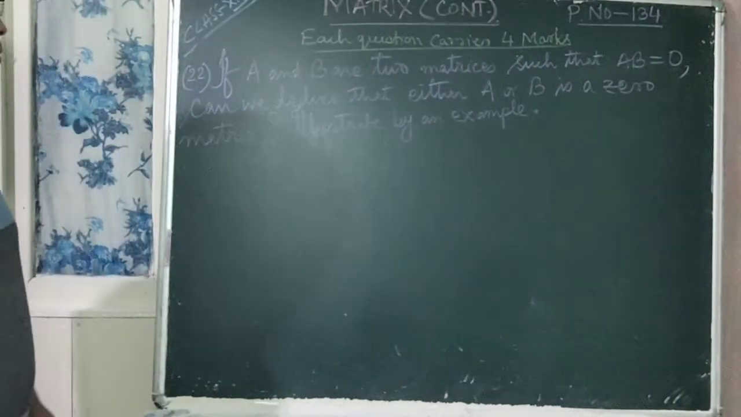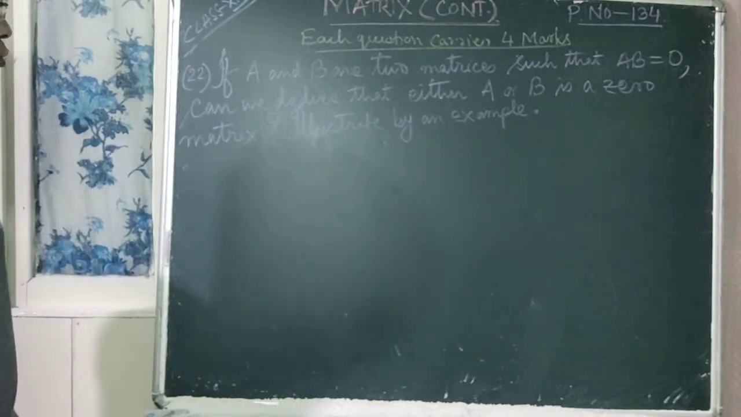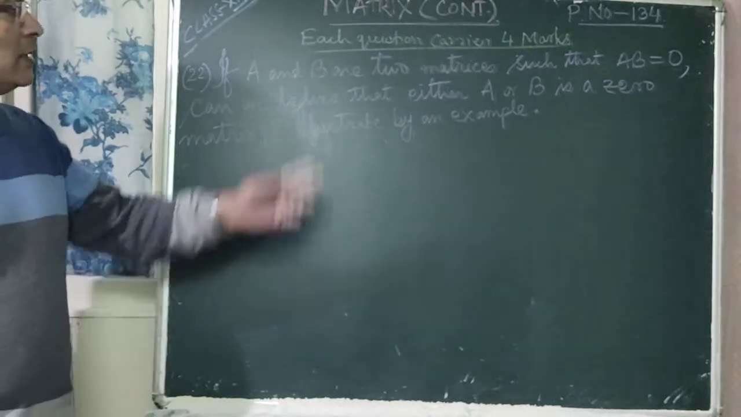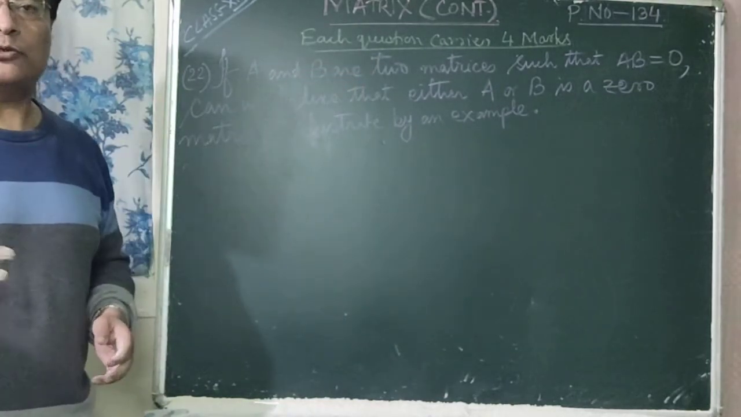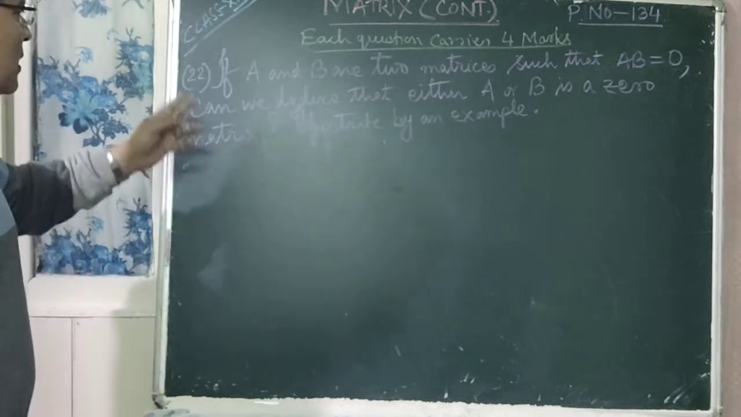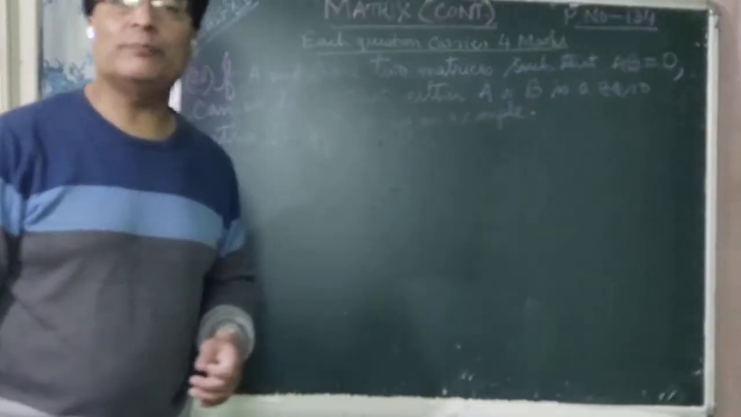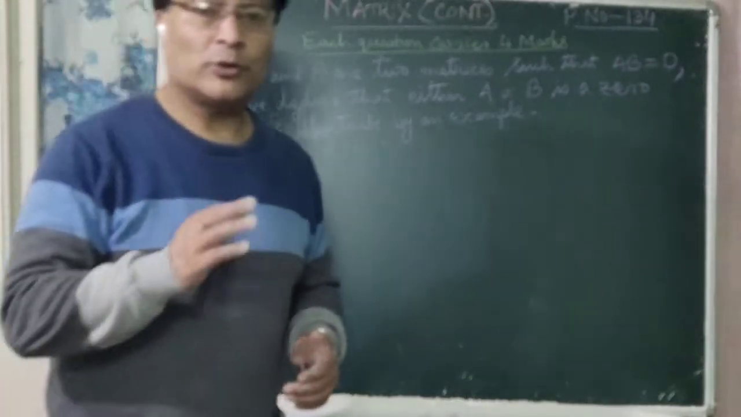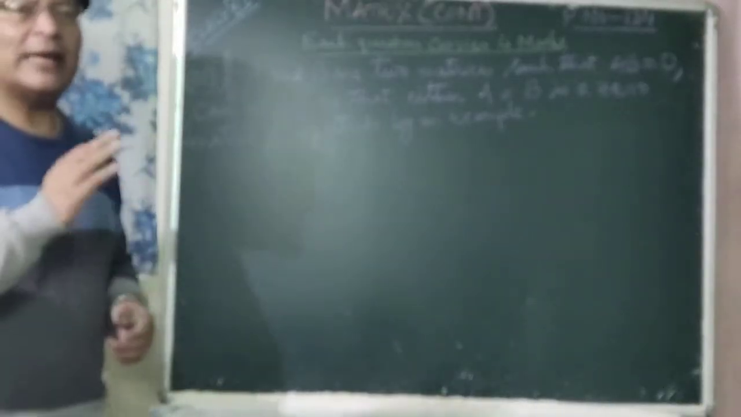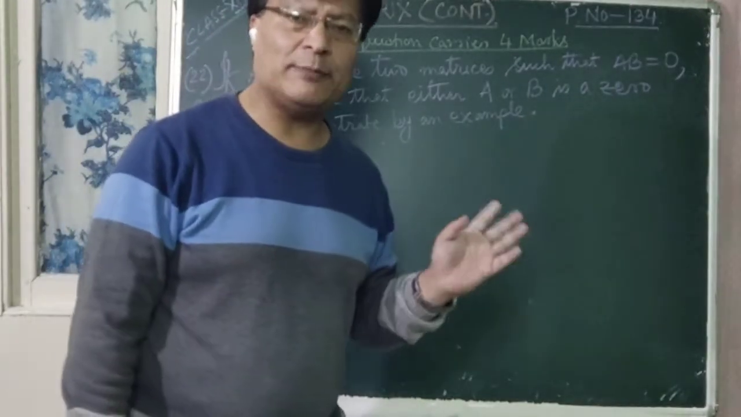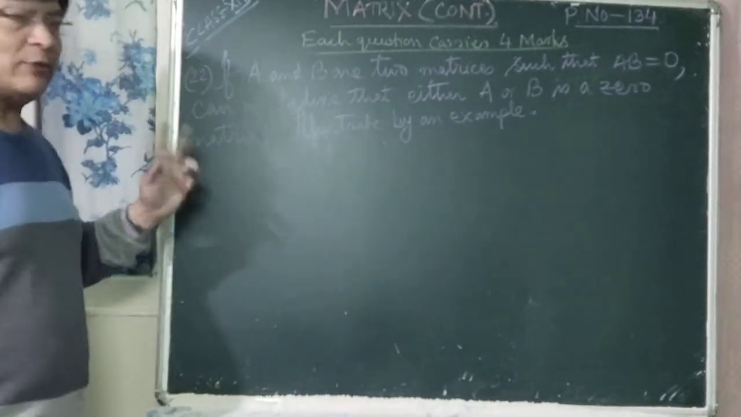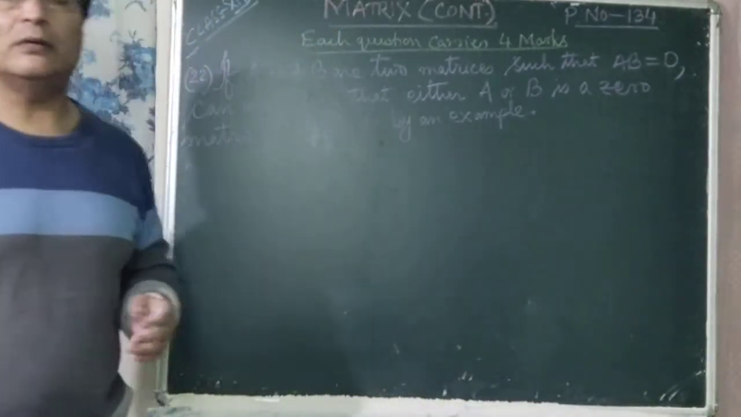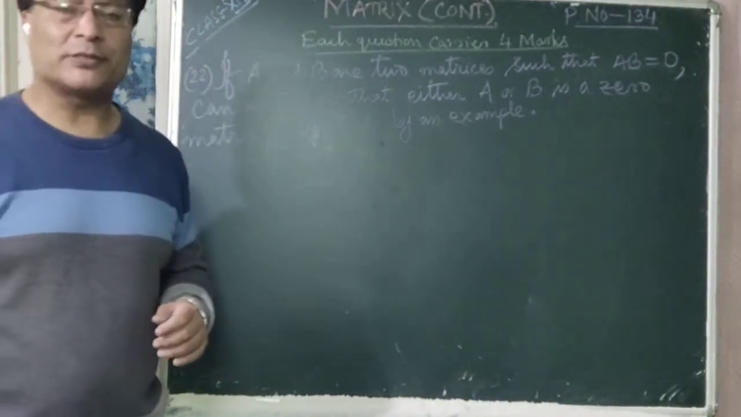So now we will do the next question, that is question number 22. If A and B are two matrices such that AB is equal to O, that is O is the null matrix or the zero matrix, can we deduce that either A or B is a zero matrix? Illustrate by an example. So in the question it is given that A and B are two matrices such that AB is equal to O. So can we deduce that either A or B is a zero matrix?